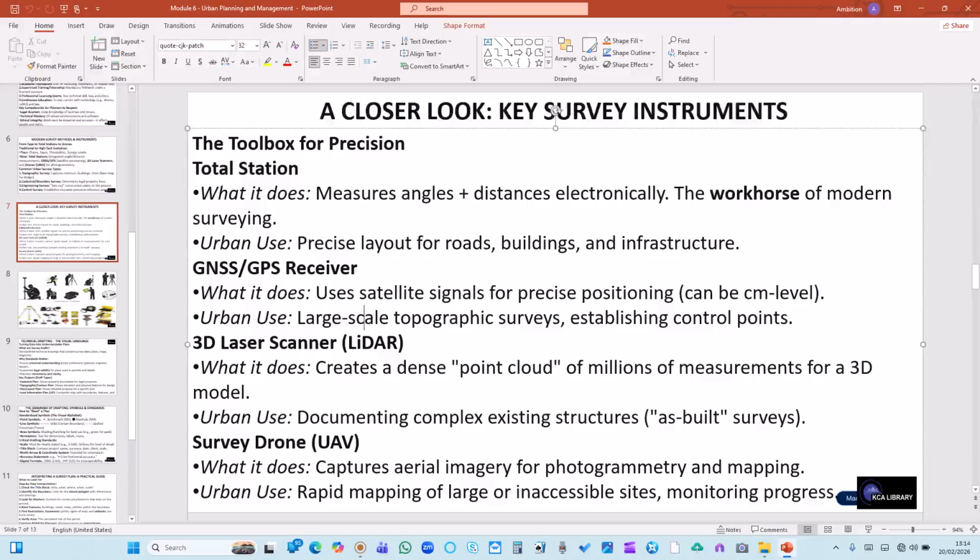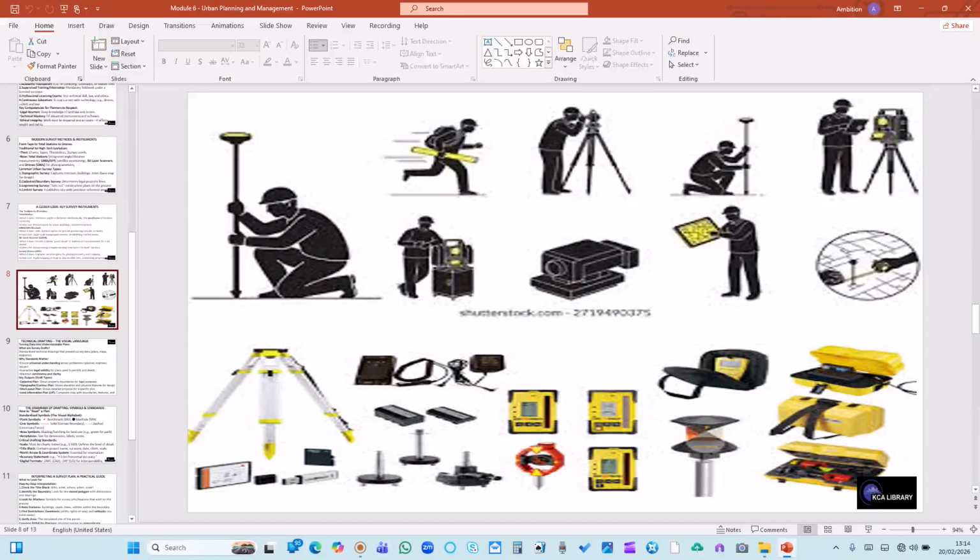The last one is the survey drone, UAV. It captures aerial images for photogrammetry and mapping. Its urban use includes rapid mapping of large or inaccessible sites, as well as monitoring progress. The picture above shows some of the surveying instruments, which include the drone, the 3D scanner, as well as other surveying instruments as shown on the screen.